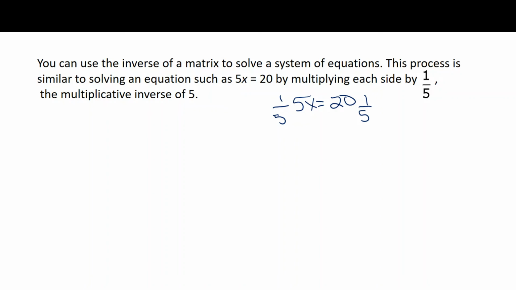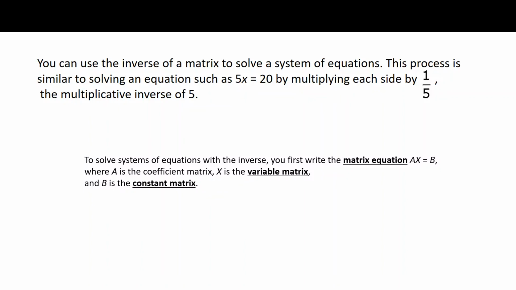1 over 5 times 5 over 1 is 5 over 5, which equals 1. And 20 times 1 is 20 over 5 equals 4. So we would be able to say x equals 4. Okay, so as long as you understand that concept, I'm going to erase all this and we're going to keep moving on. Keep that in mind, that process that we're doing. And let's keep moving. Okay, so to solve systems of equations with the inverse, you write the matrix equation.